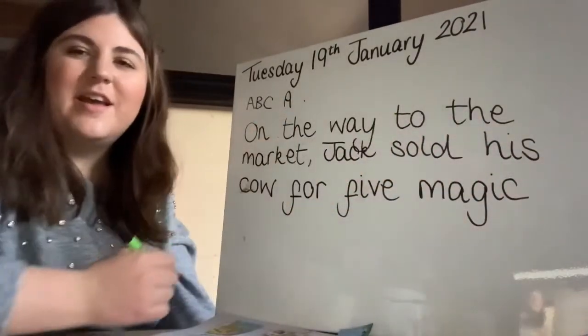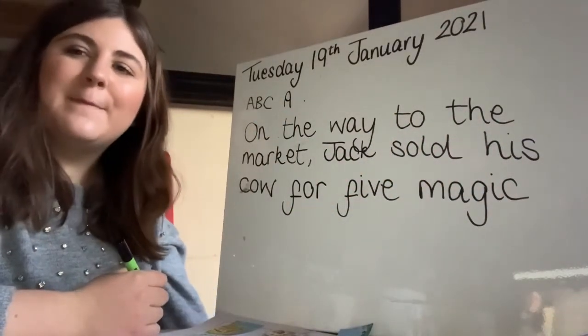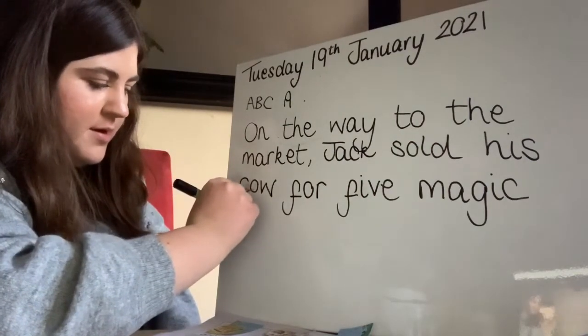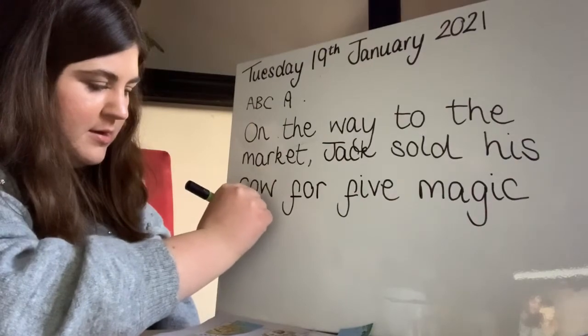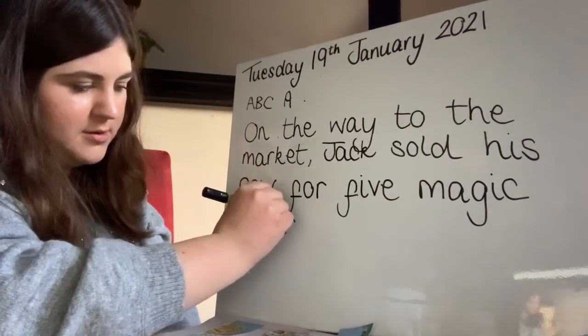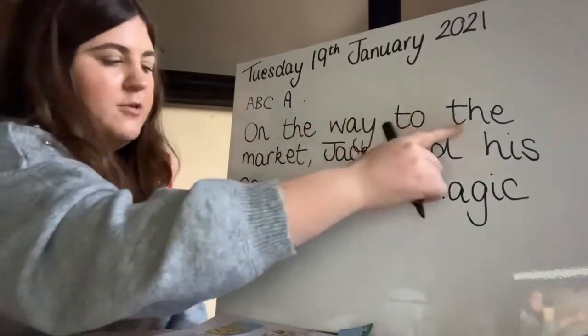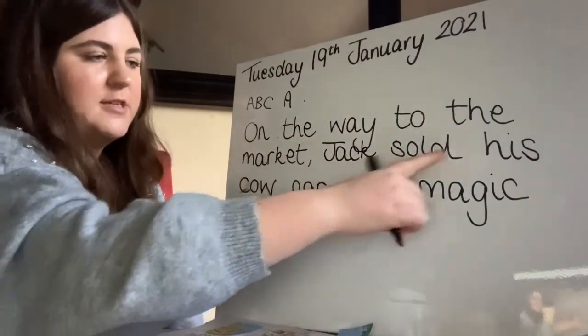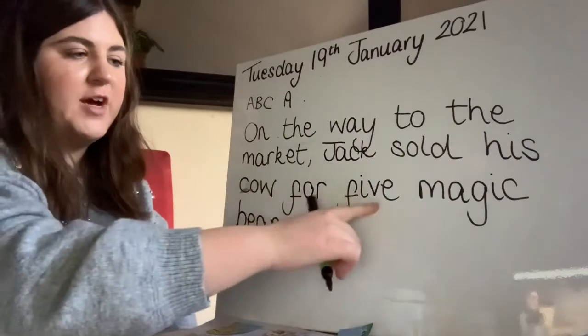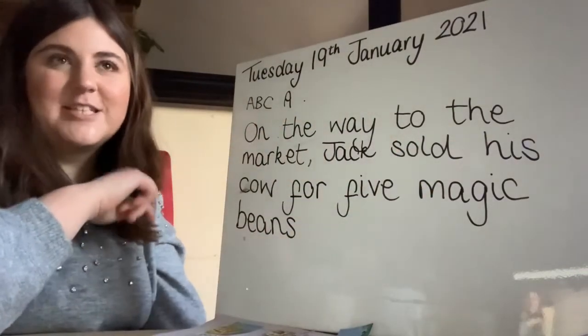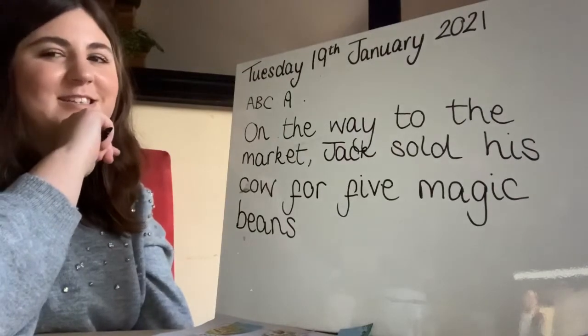For 5 magic beans. Beans. On the way to the market, Jack sold his cow for 5 magic beans. Good job. Now there's something missing from my sentence.